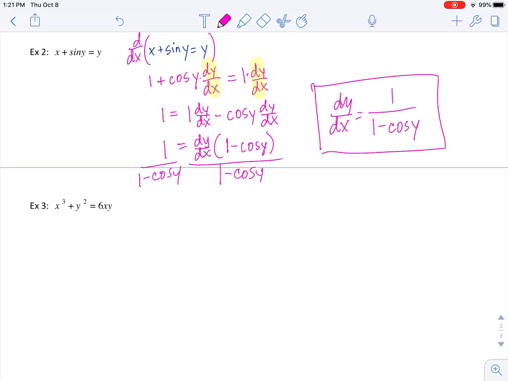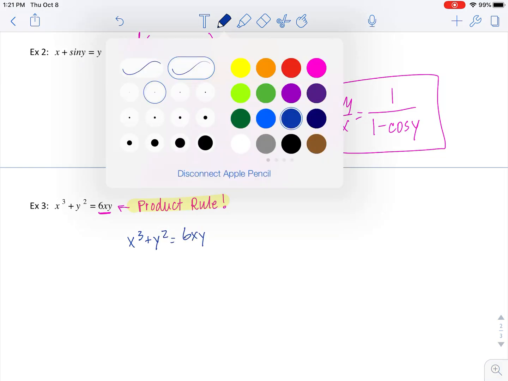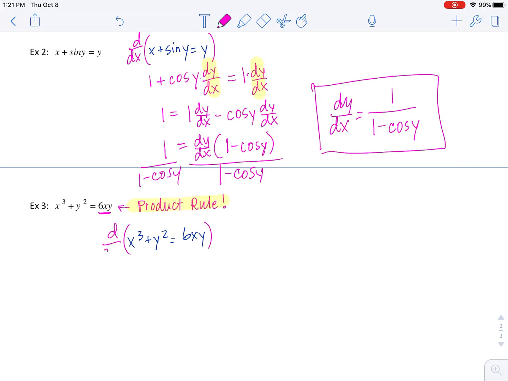So if we look at example 3, there is something new going on here, and it's the fact that we have x times y. x is the good variable and y is the bad variable. y is the one that makes this harder for you. So in order to take this derivative, I'm going to have to use the product rule. No ifs, ands, or buts about it. So let's start to take this derivative. I'm going to rewrite the original function. I'm going to go ahead and take its derivative, using my d/dx notation, and then I'm going to take the derivative term by term.